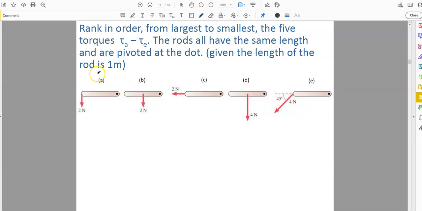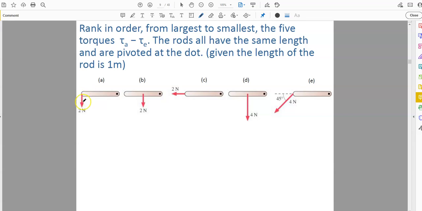So what I want you to do, again, is rank all these torques from largest to smallest, and let's see what you get. So please pause the video now. All right, let's try it.